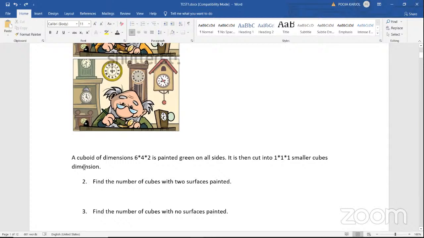Now next, a cuboid of dimensions 6 into 4 into 2 is painted green on all sides. It is then cut into 1 into 1 into 1 smaller cubes. Find the number of cubes with 2 surfaces painted. I'll see the answers of the ones who have submitted. 24, yes, many of you. 24.